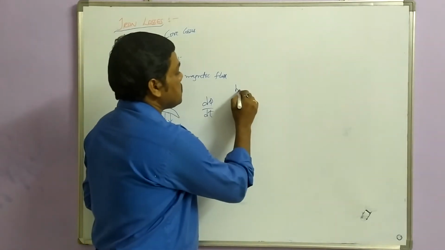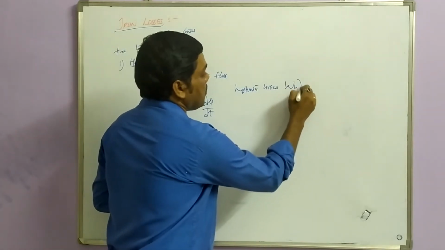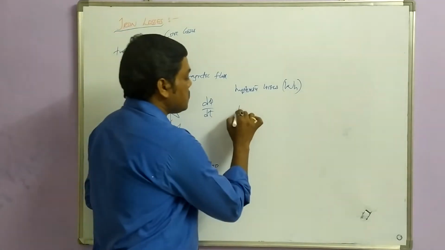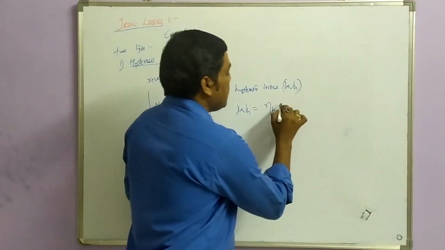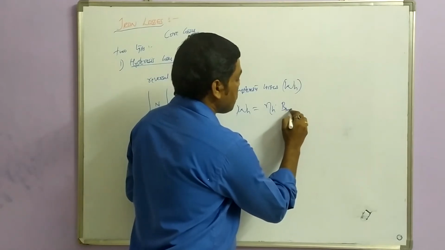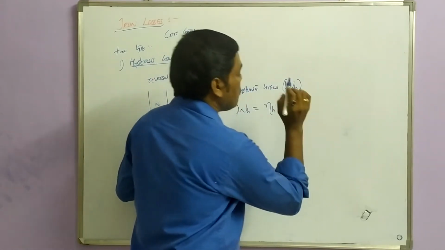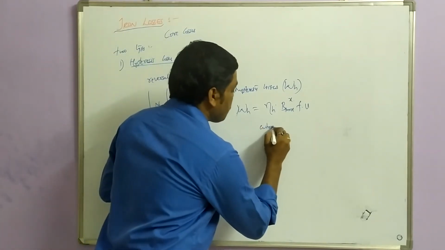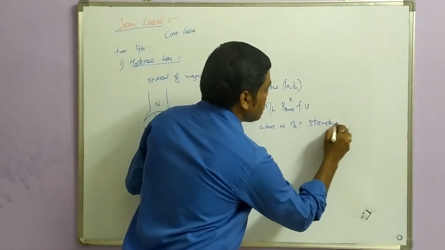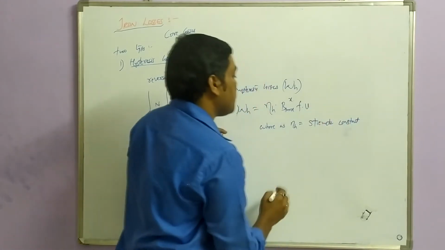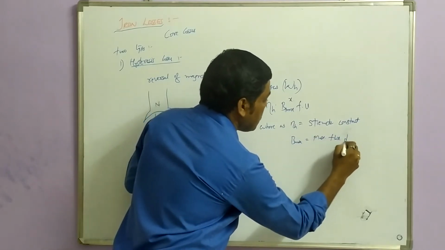Now for these hysteresis losses, denoted by WH, we have a formula. The formula is WH equals eta H into B max to the power of X into F into V, where eta H is the Steinmetz constant and B max is the maximum flux density.